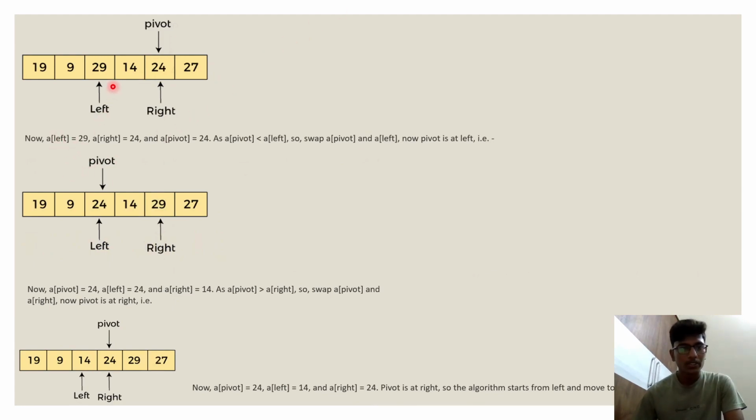A of left is 29, A of right is 24, and A of pivot is 24. As pivot is less than A of left, swap pivot and left. Now pivot is at left. Now next one. A of pivot equal 24 and A of left equal 24.